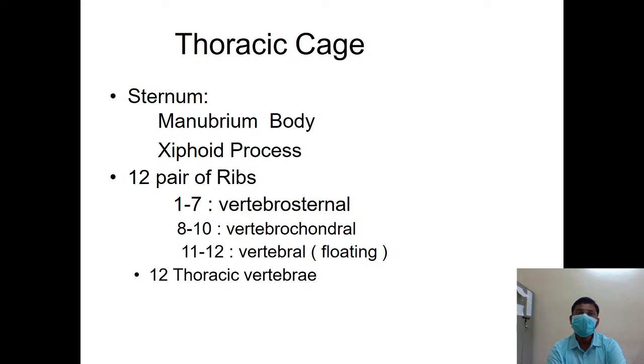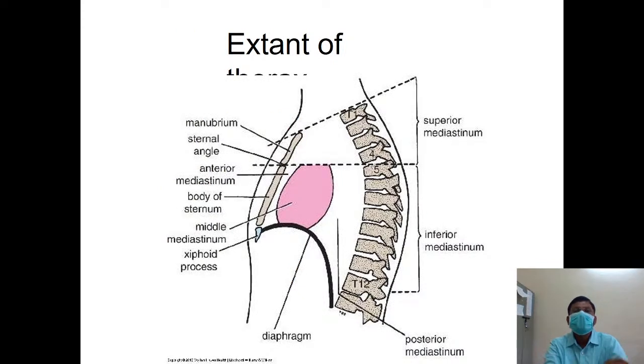Why are they called the floating or vertebral ribs? Because they start from the vertebrae but end in between only, without getting attached or articulating to any other bone. Hence they are called the floating ribs. And also there are 12 thoracic vertebrae. So all these bony structures together will form this thoracic cage.